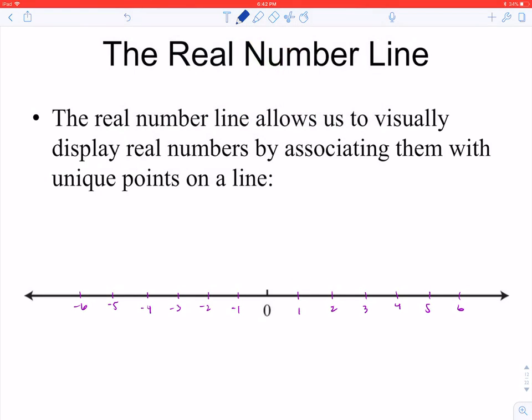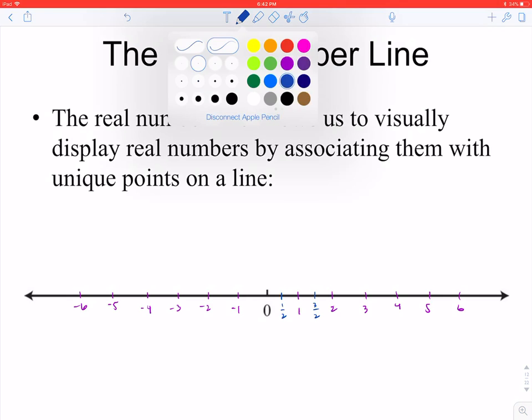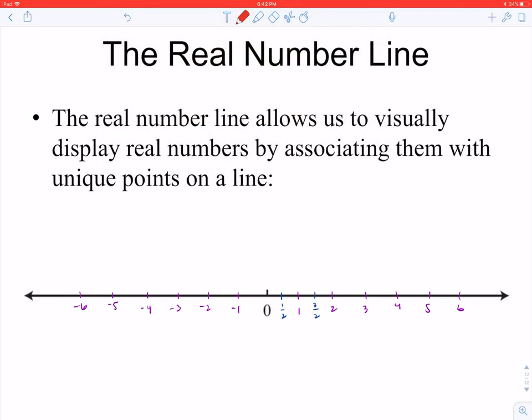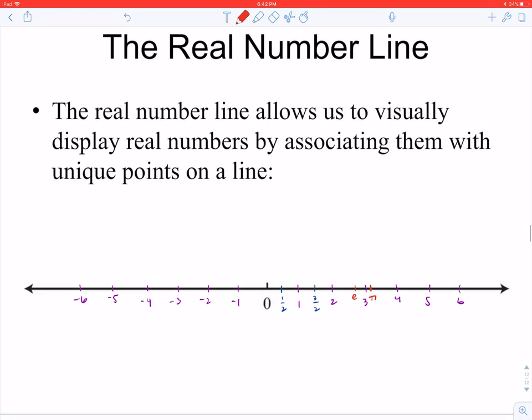Okay, and I can also include some of the rational numbers, like this would be 1/2, 3/2, okay, and maybe some of the irrational numbers. So pi can be approximated with 3.14, so pi would be just past the 3. Okay, the number e, Euler's number, is 2.71, so it would be just to the left of 3, and so on. But it's a way that we can visually represent the real numbers.